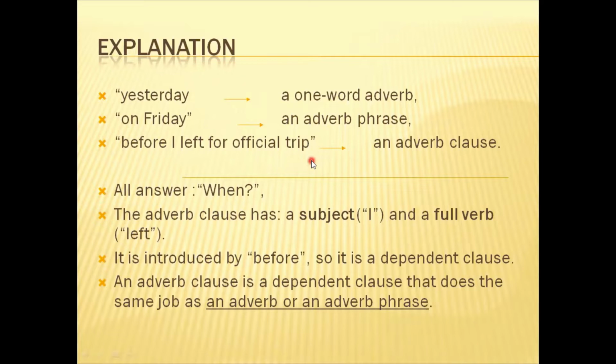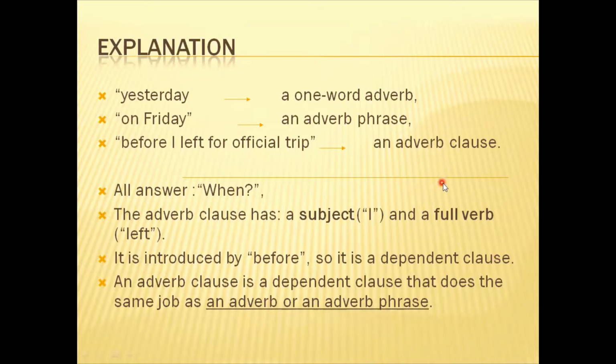In this clause, I is the subject, left is a full verb. A full verb is nothing but the primary verb, or else we call it the main form of verb or a lexical verb. Next, it is introduced by before, which is a word combining the sentence so that it became a clause. So it is a dependent clause. An adverb clause is a dependent clause that does the same job as an adverb or an adverb phrase.